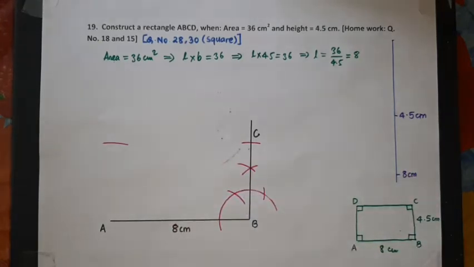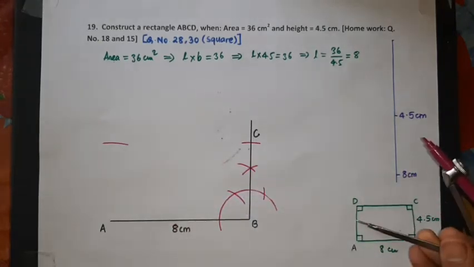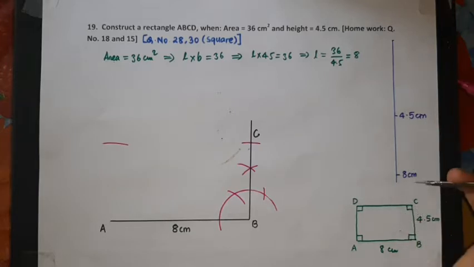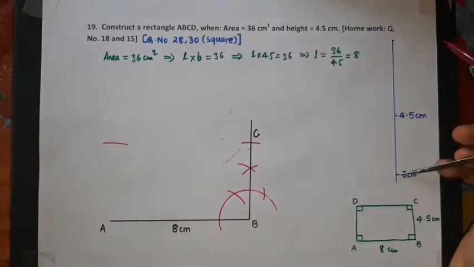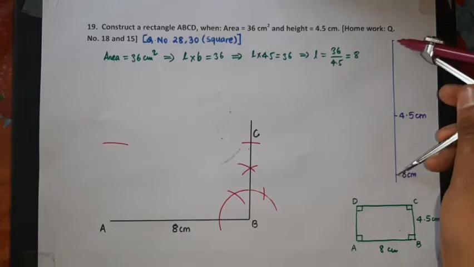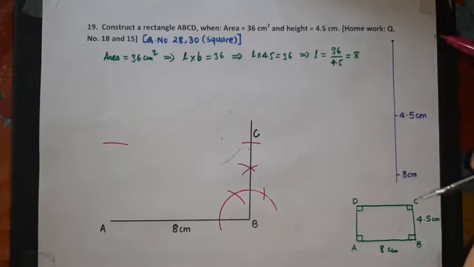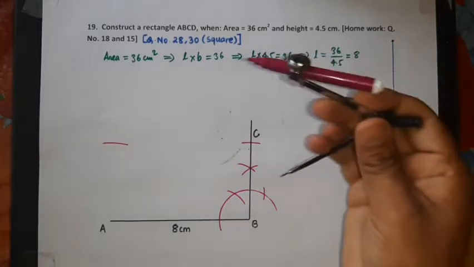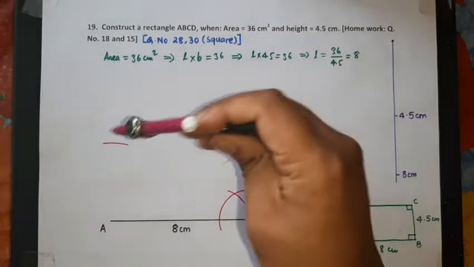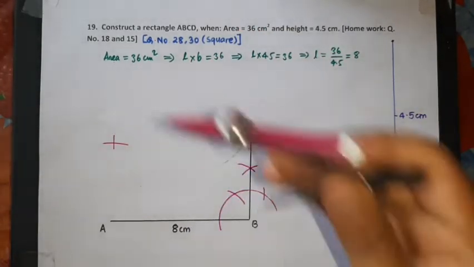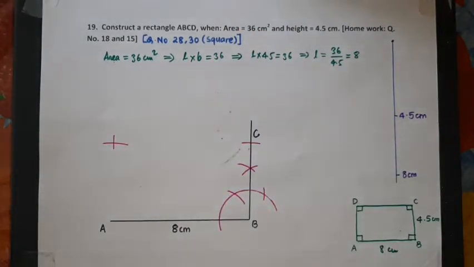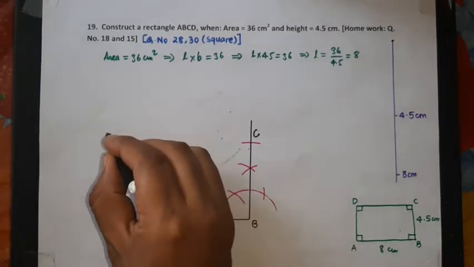Now next is, this is 4.5 and this is also going to be 8. So that's why I'm taking the radius to be 8 centimeter. Okay, so this is my 8 centimeter, right? So let me keep it out there and let me cross it. Okay, so this point of intersection will be my point D.